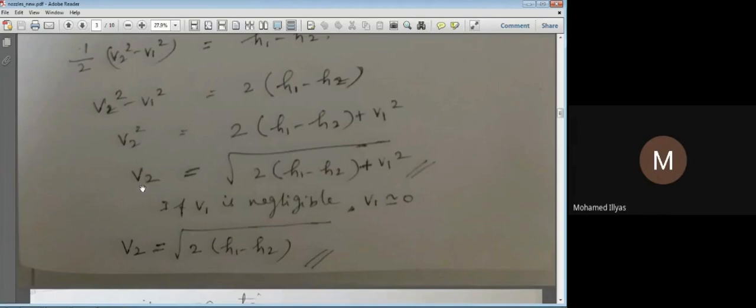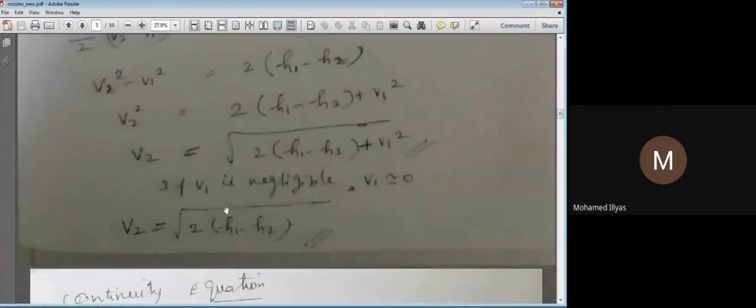Sometimes, compared to the exit velocity, the inlet velocity will be very small. In our problems, they may ask us to ignore the inlet velocity. For example, the inlet velocity may be some 10 to 20 meters per second, while the exit velocity goes up to 90, 100, 110 meters per second. So it is very high compared to the inlet velocity. If the inlet velocity is very small, sometimes we neglect it. If we neglect it, our expression becomes V2 equal to root of 2 into (h1 minus h2).